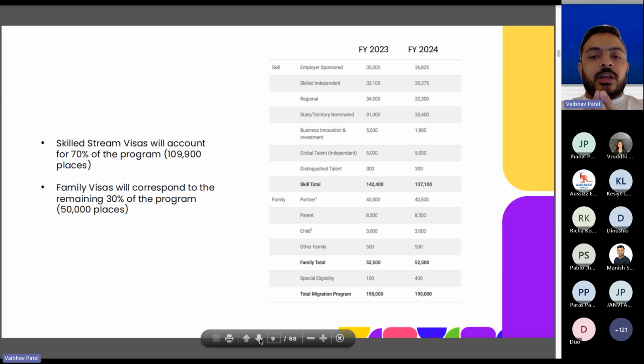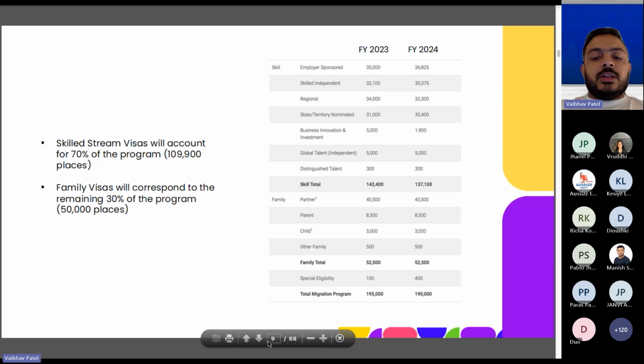Business innovation and investment visas had 5,006 and the upcoming financial year has 1,900. Global talent independent had 5,000. It has 5,000. Distinguished talent visa also is 300. So these are the categories of each visa.